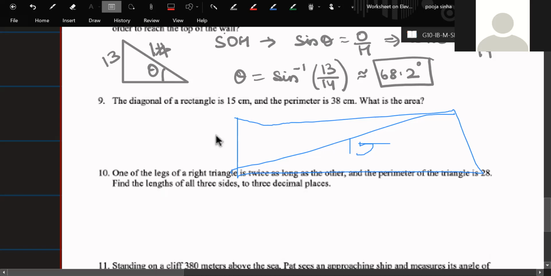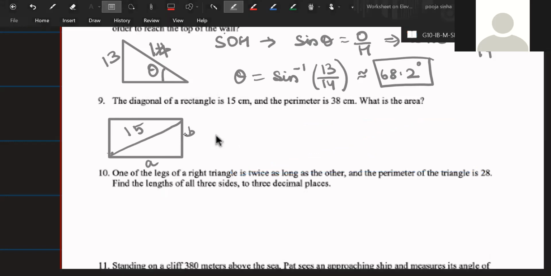So this is all that I can draw, right? Diagonal, yes. Of a rectangle. But miss, they've just given the perimeter. So how will we know how much is on each side? Interesting. So I'll call this A and this B. Okay. And I know that perimeter, which means A.